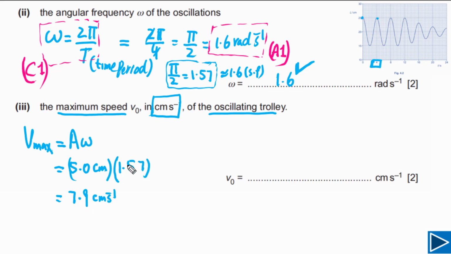It's better to use the exact values in the next calculations. So this is a good practice. Always try to use exact values in the next calculations. And so our final answer is 7.9 centimeters per second.